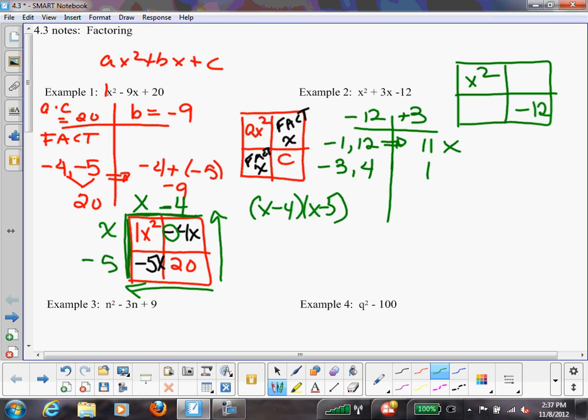So try 2 and 6. If the 2 is negative, then we get 4. Any other factors of 12? So this one's not factorable. Non-factorable.